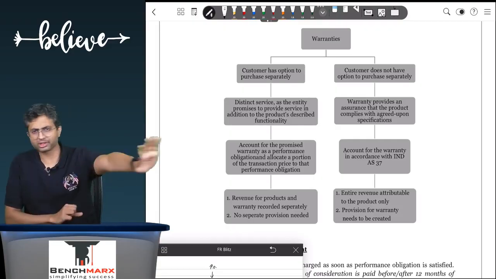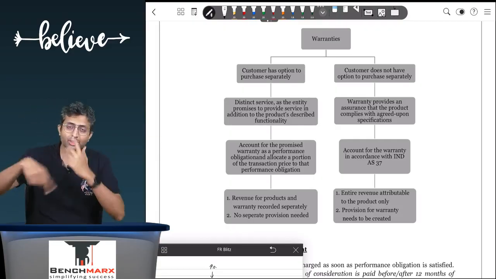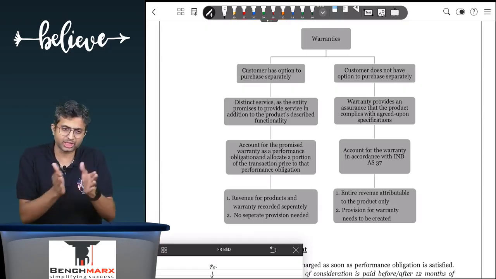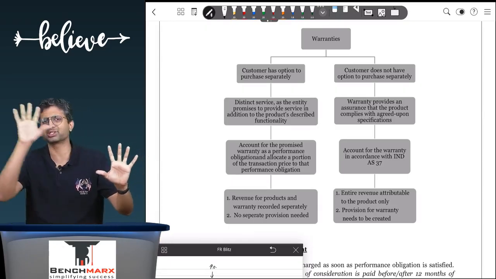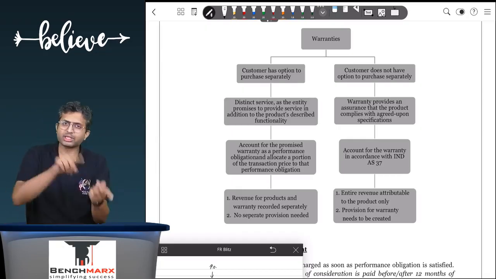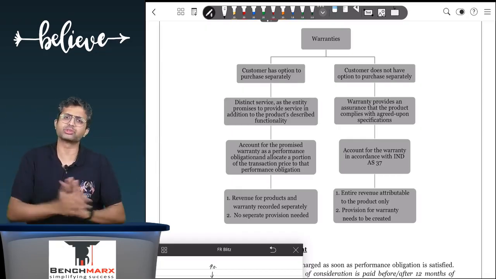Well, you will not recognize a cost today. You will recognize cost as and when it is incurred. So let us say in the first year 1,500 cost is incurred, you will recognize that as cost and there will be a separate warranty income. Similarly, in the second year 1,500 cost and a separate 2,500 warranty income.